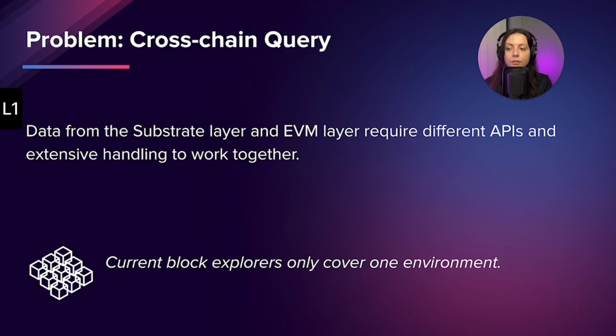A good example of why it's such a trouble is that current block explorers cover only one environment. So if you want to check anything on the block, you will get different results using different explorers. What you need to do is double check, cross check everything, and make sure that you gather all the required data. It would be absolutely great to have it all unified within one place, and this is another problem that SubQuery solves.